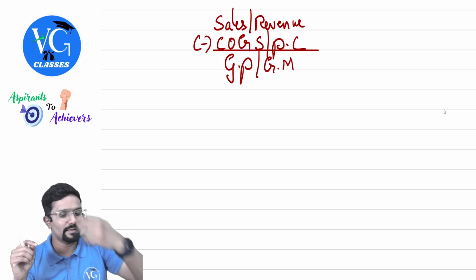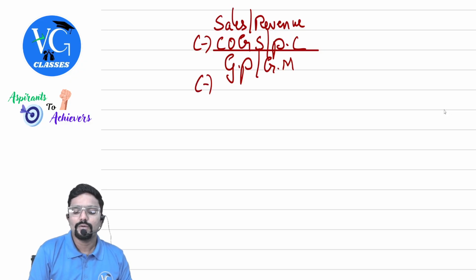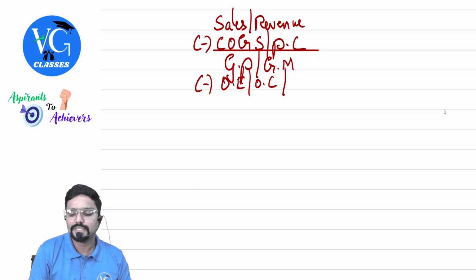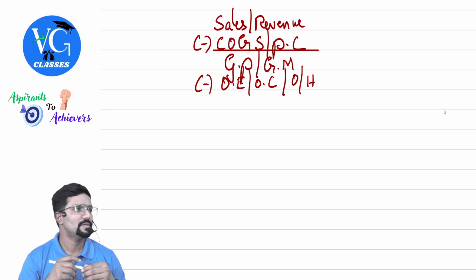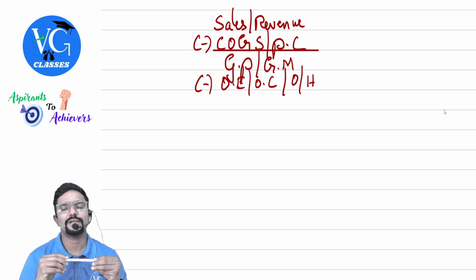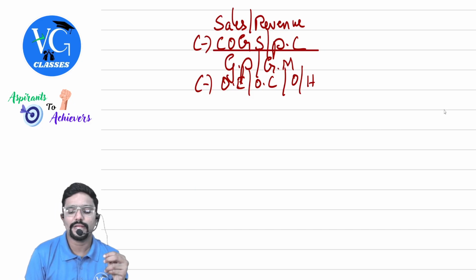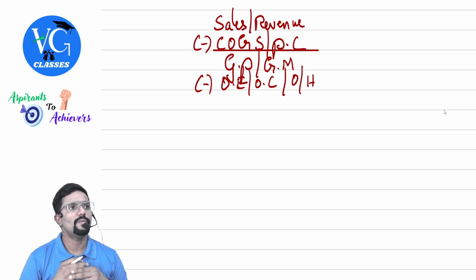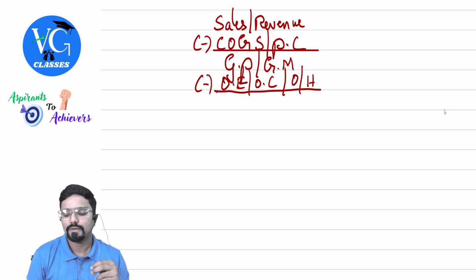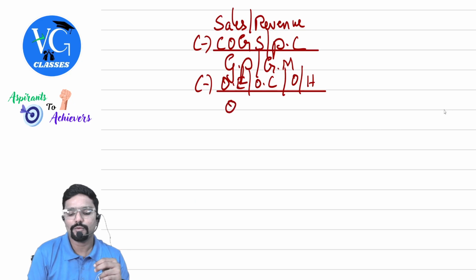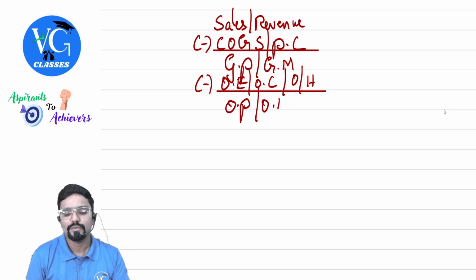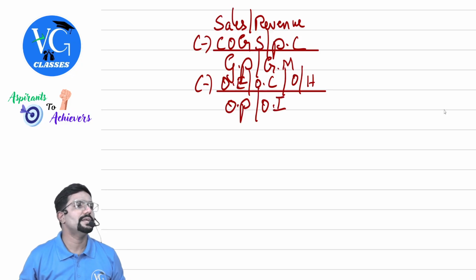GP or GM minus, what are those? Operating expenses, operating cost, which is nothing but overhead cost, guys. Operating expenses or operating cost or overhead will give us what? Operating profit, OP or OI. OI, sir. OI, operating income. Operating profit or operating income.